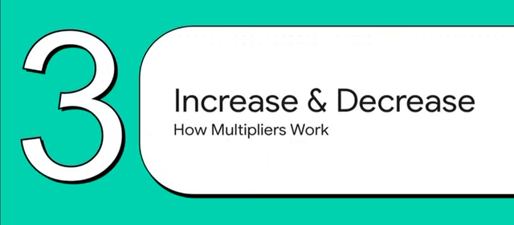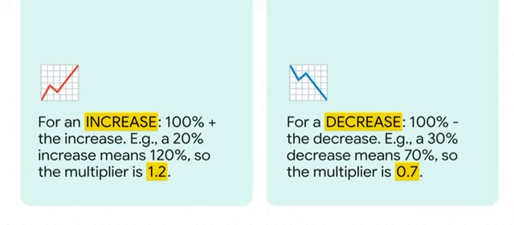And here's the really cool part. The multiplier works perfectly, whether you're increasing a number or decreasing it. The logic is just a tiny bit different for each, but it's so intuitive once you see it. Just think of your original amount as being 100%, always. So for an increase, you're just adding to that 100%. A 20% increase means you now have 120% of what you started with. And as a decimal, what's that? 1.2. That's your multiplier. And for a decrease, you just subtract from 100%. So a 30% discount means you're only paying for 70% of the original price. As a decimal, that's 0.7, and that's your decrease multiplier. So increases give you a multiplier bigger than 1, and decreases give you one that's less than 1.